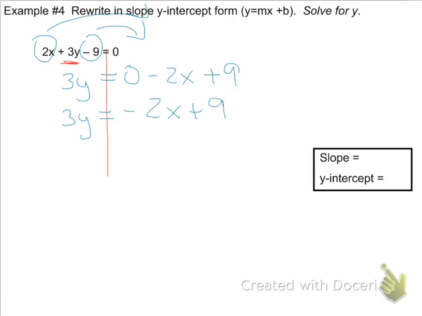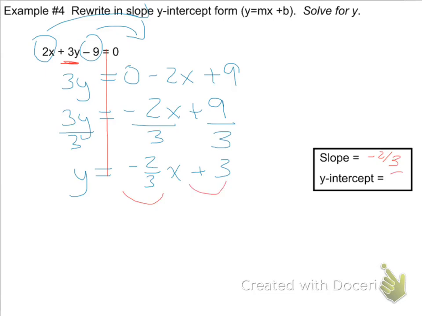Now we still have a 3. We have a coefficient. We'll have to divide everything by 3 to get rid of it. So y equals negative 2/3 x, can be a fraction, plus 9 divided by 3 is 3. By doing this, once again, you should be able to identify that this first term is the slope, negative 2/3, and that this term here is the y-intercept, 3.